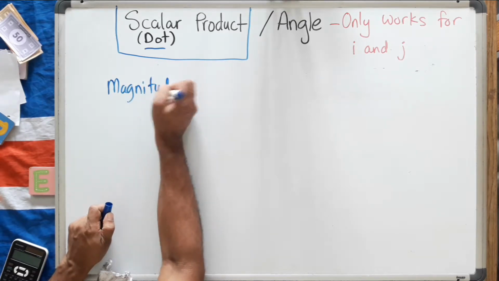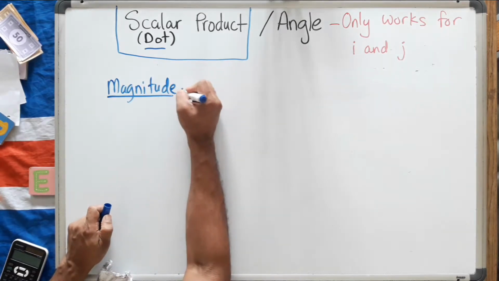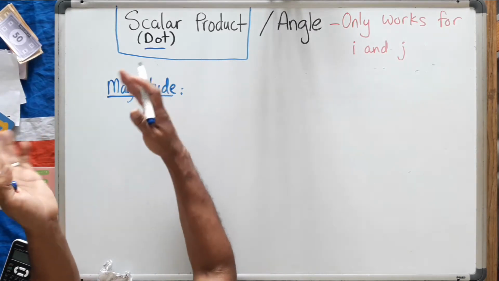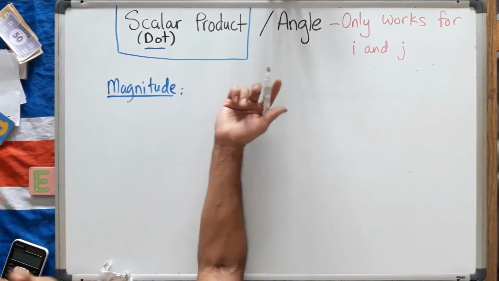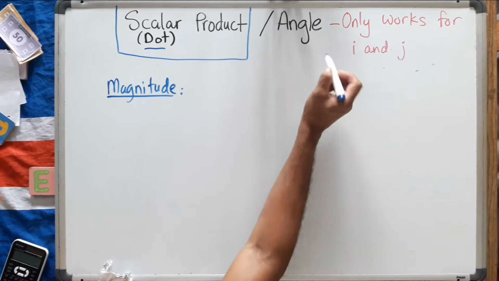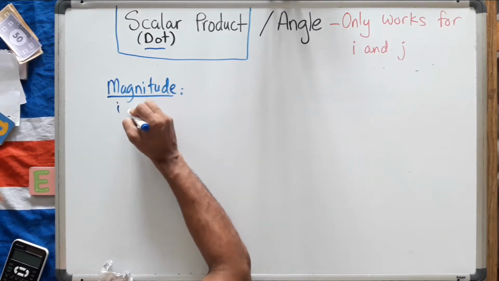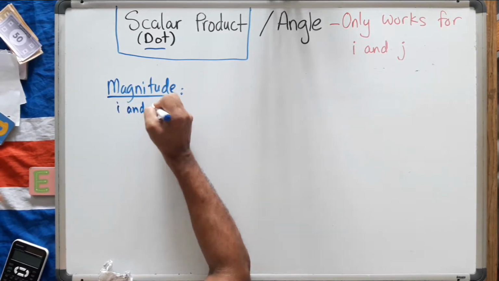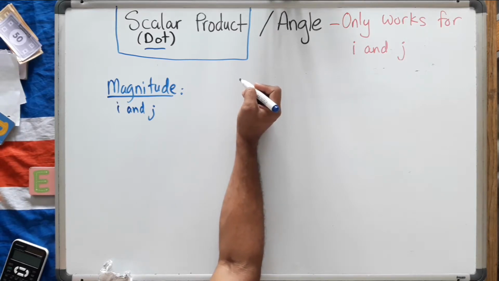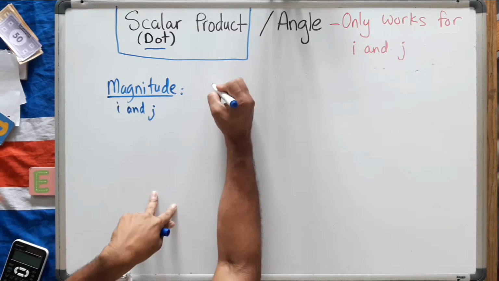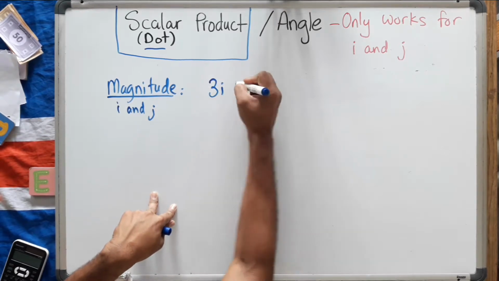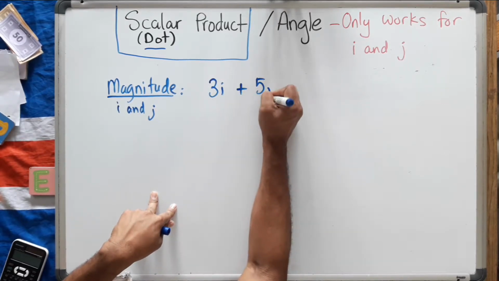Now I did magnitude in my previous video, but I don't know what's the time difference between you watching that video and this video, so you might have forgotten. But when you're finding the magnitude, it has to be i and j. No other letters, not a and b, not p and q. So we are going to find the magnitude of this vector. Let's say it's 3i plus 5j.